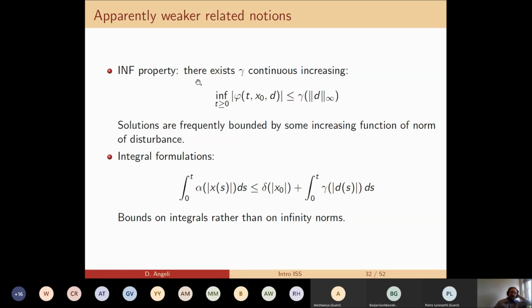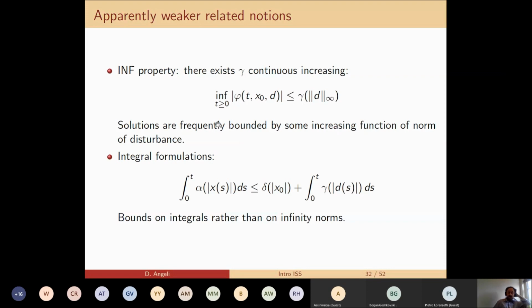So the fact that when you look at solutions, you look at the infimum of solutions for t greater or equal than 0, you want to make sure that this is less or equal than a class K infinity function, let's say, of the disturbance D. In fact, this function doesn't even need to be 0 at 0, it could just be increasing and continuous. So that's a very apparently weak property.